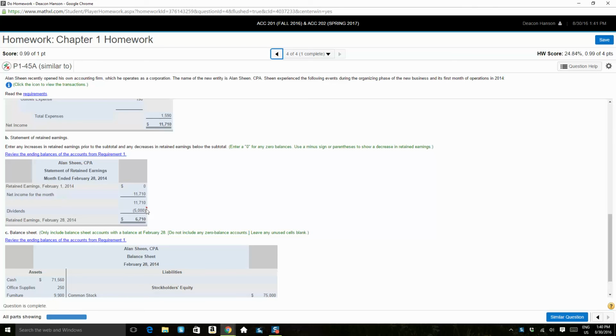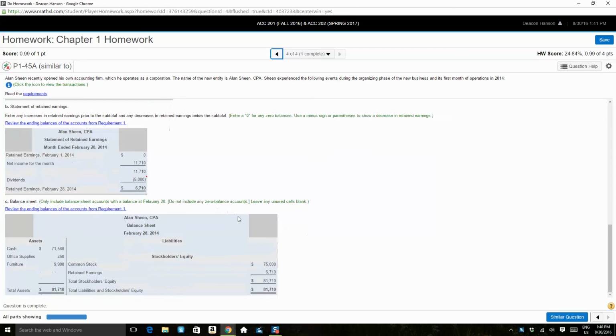And then you can prepare your balance sheet. See how the ending retained earnings here pulls over to the equity section of the balance sheet. Okay, thank you so much.